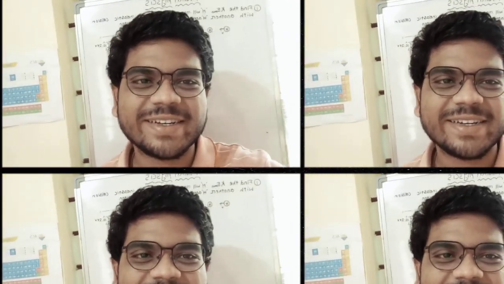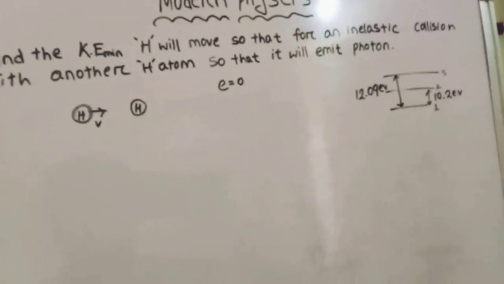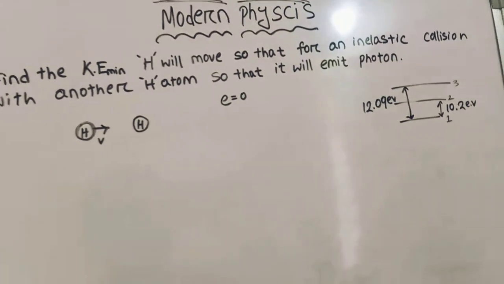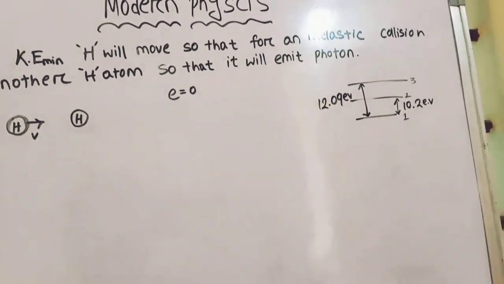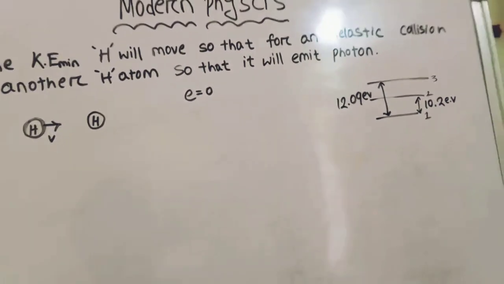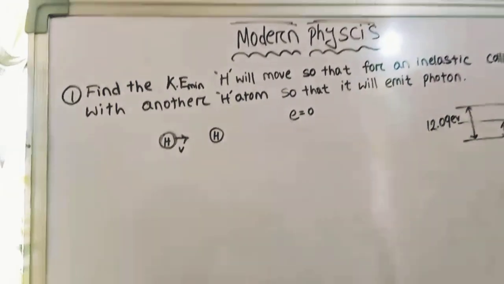So hello everyone, today I am going to discuss a very important question for JEE Advanced from the chapter Modern Physics. So let's do it. So here is the question. The question says: find the minimum kinetic energy of a hydrogen atom so that, in an inelastic collision with another hydrogen atom, it will emit a photon.